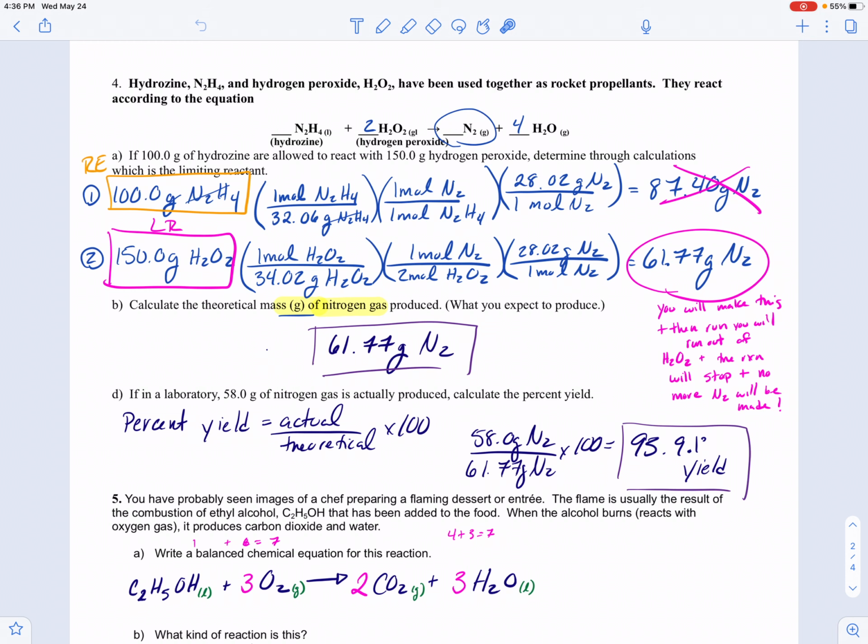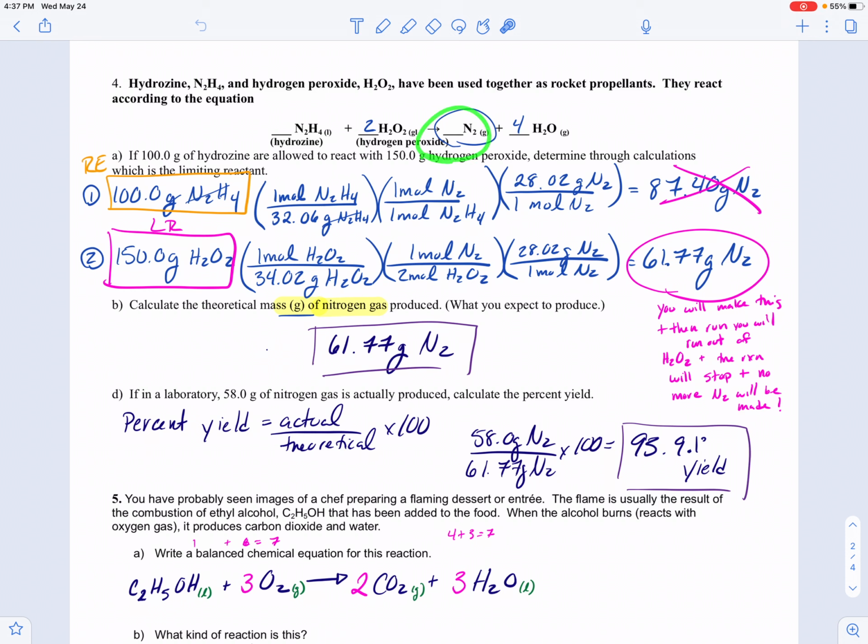Then what I did was, the question is asking you if you have 100 grams of hydrazine and 150 grams of hydrogen peroxide, which one is the limiting reactant. I like to solve this problem as a 2-part problem. There are, again, other ways to do this. This is just my preference. So I treat them as though they are 2 separate problems. So I start with my 100 grams of hydrazine and my 150 grams of hydrogen peroxide. And then I'm going to take each of them to the same product.